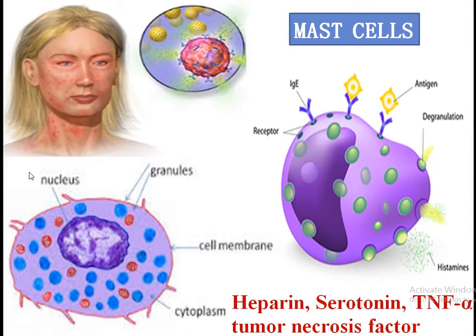Through this diagram you can see the antigen antibody reaction over mast cells. These are the receptive sites of the mast cells. These are IgE specific antigen attached to these receptors, and whenever the specific antigen comes in contact with these receptors, the antigen antibody reaction takes place, so that locally the histamine and other substances like serotonin and tumor necrosis factor are released.